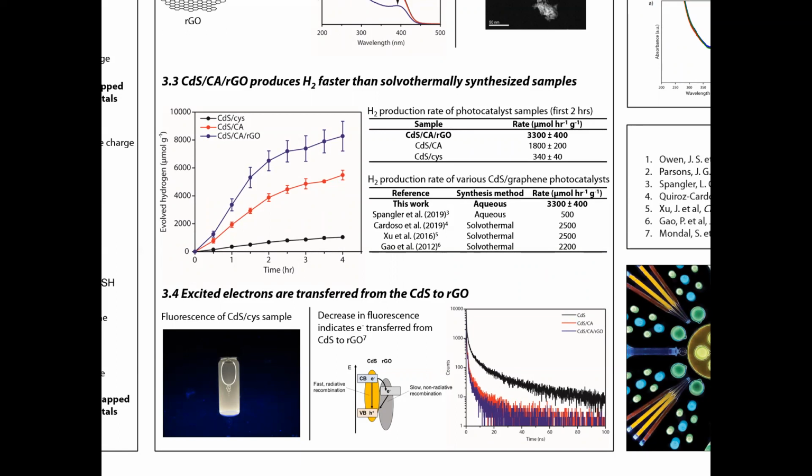When cadmium sulfide is anchored on reduced graphene oxide and an excited electron is transferred to reduced graphene oxide, this transferred electron recombines non-radiatively, and this manifests as a decrease in the photoluminescence lifetime of the sample. Time-resolved photoluminescence, shown in the figure on the right, illustrates how the photoluminescence of cadmium sulfide on reduced graphene oxide diminishes faster than the unsupported photocatalysts, thus confirming electron transfer from cadmium sulfide to reduced graphene oxide.